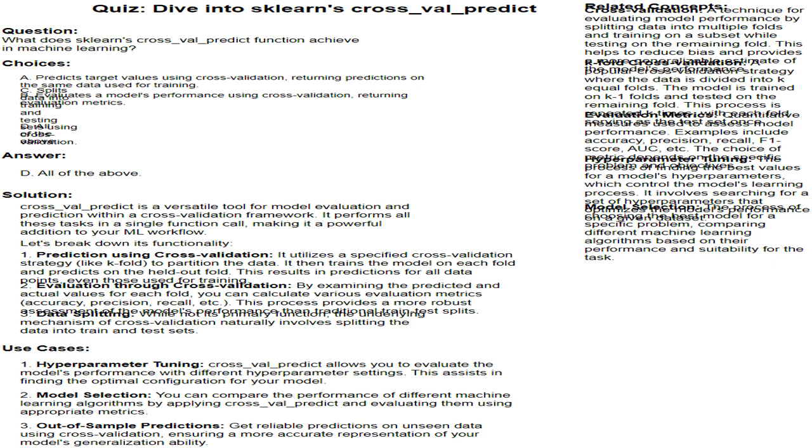This process is repeated 5 times, using a different fold for testing each time. The final performance is the average of the results across all 5 folds.